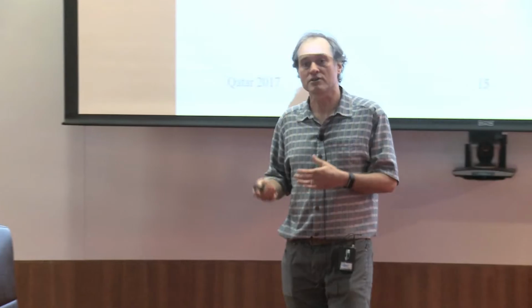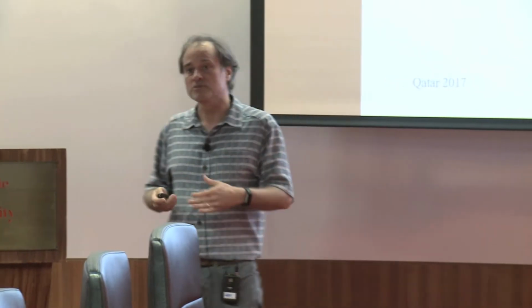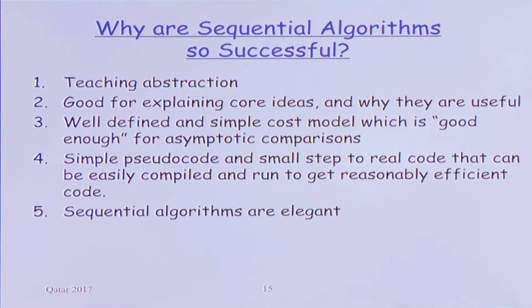The very first thing we teach in algorithms is the notion of an abstract data type, an abstract data structure. We talk about queues and stacks. We talk about abstract problems like sorting as opposed to particular implementations of a sort. So there's a lot of how to think abstractly. There's also a lot about explaining core ideas and why they're useful. So it's a methodology of talking about the core ideas that you need to solve a problem computationally.